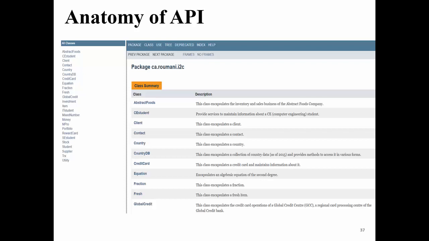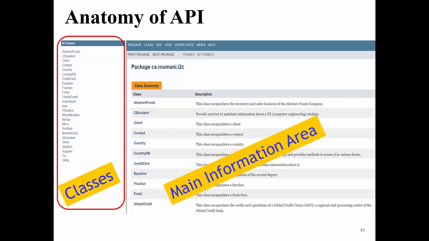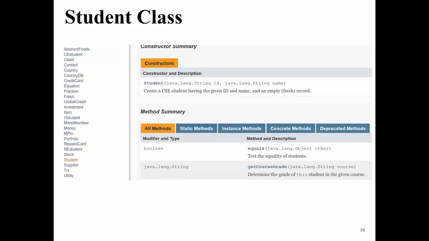Now, this is the API. We discussed the API. This is the list of the classes, and this is the class summary and main information about the classes. You can retrieve one, for example, this is a student class to create CSE students with an ID and name. You can see it has methods equals and get course grades, the method return data type, the signature of the methods, and some information about the method you can read.